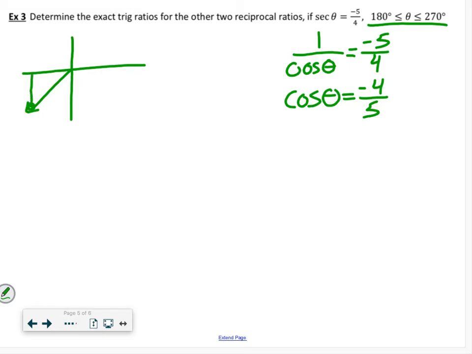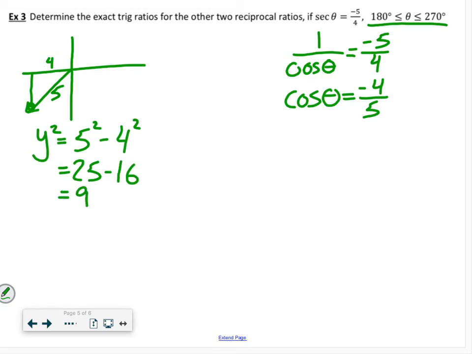We know that cos theta is x and r, so we're going to need to find y. And it makes sense that that's a negative 4 because we're moving in the negative direction. It doesn't really matter when we're finding the y value. So we get y squared equals 5 squared minus 4 squared, and we get 25 minus 16, which is 9. So those are all y squared, and that's going to tell me that y is equal to 3. So we've got a nice 3, 4, 5 triangle.